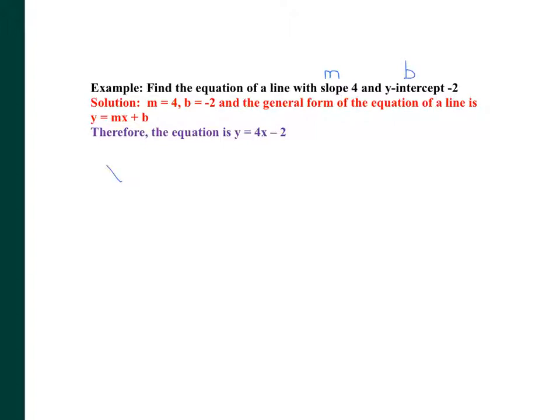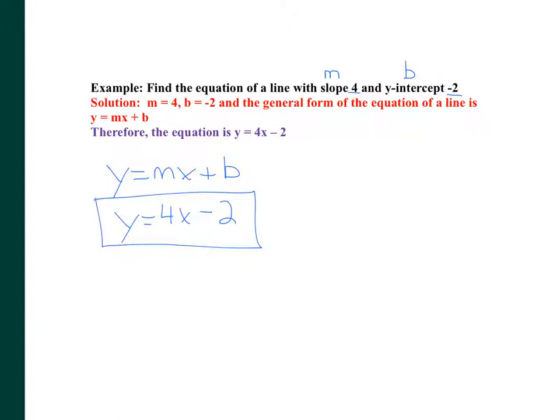When we're working with the equation y equals mx plus b, the only two things that need to be filled in to complete the equation are m and b, and since we have both values, we just write y equals 4x minus 2. And that's the equation of the straight line with a slope of 4 and a y-intercept of -2.